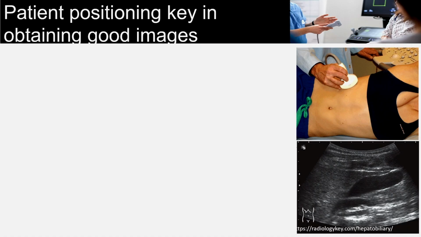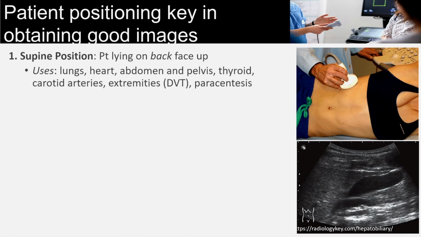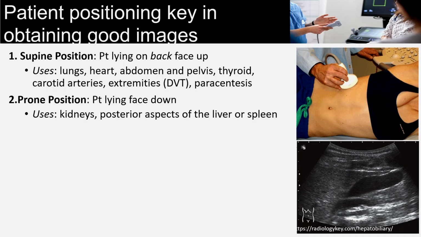Last thing we want to discuss is patient position. Patient can be placed in supine position with them laying on their back with their face up, typically useful for lungs, heart and abdomen, pelvis, thyroid, carotid, stuff that is more anterior. When is the patient placed in prone position with their face lying down? Typically when you do kidney biopsies or when you are aspirating something or doing a procedure in the back part of the body, or evaluating the posterior aspect of the liver and the spleen, which can be quite posterior in location.